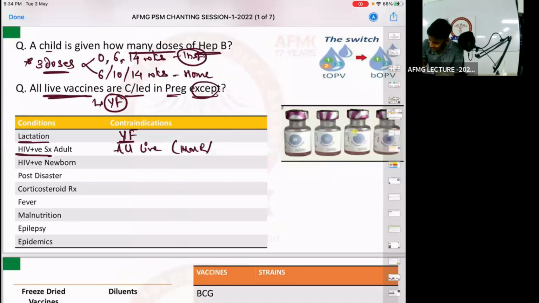Except for MMR, which can be given, varicella can be given, and varicella's brother, that is zoster. Okay, that is one and the same. So I will only write varicella. Okay?